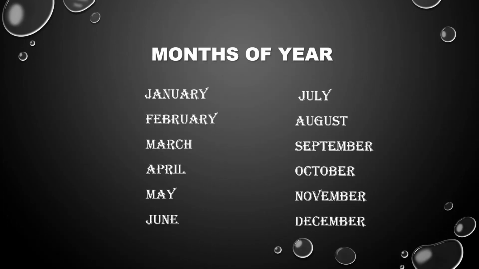Months of the year. The months of the year are January, February, March, April, May, June, July, August, September, October, November, and December. There are 12 months of the year. Ishant, would you like to repeat it for us? January, February, March, April, May, June, July, August, September, October, November, and December. Good.